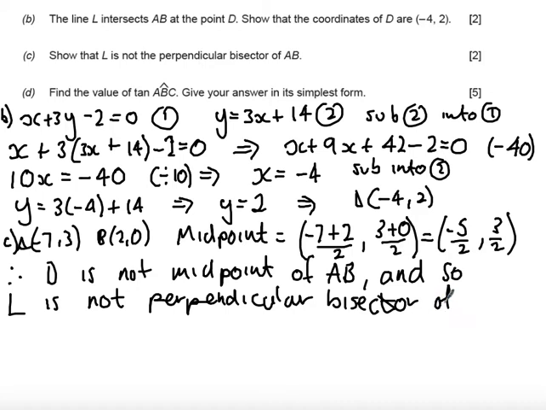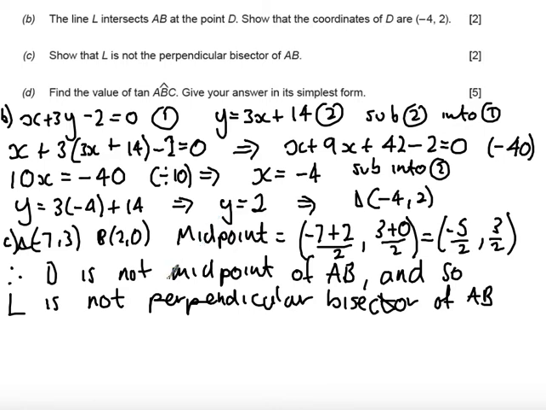of AB. Okay, so just be clear at the end, explain what you've shown. So by finding the midpoint it will get you a mark, but you need to then explain that because it's not the midpoint, that it's not the point D, so D is midpoint, that the line L isn't a perpendicular bisector.